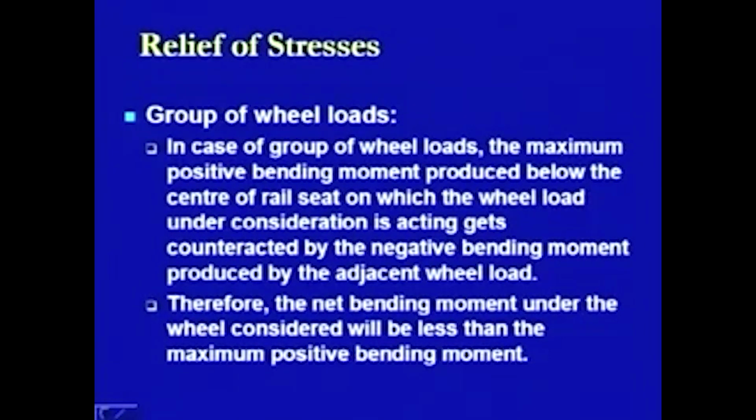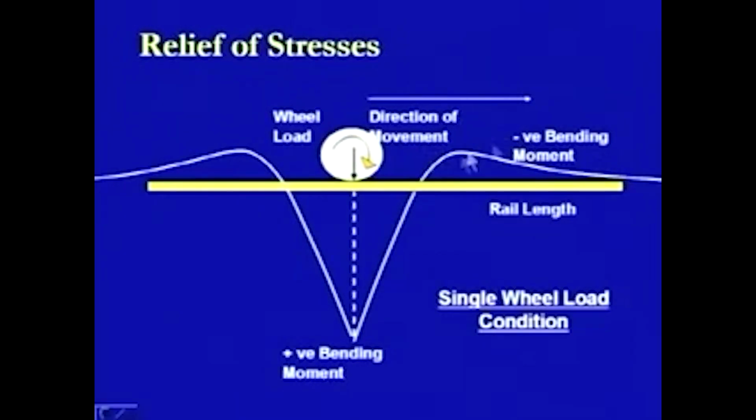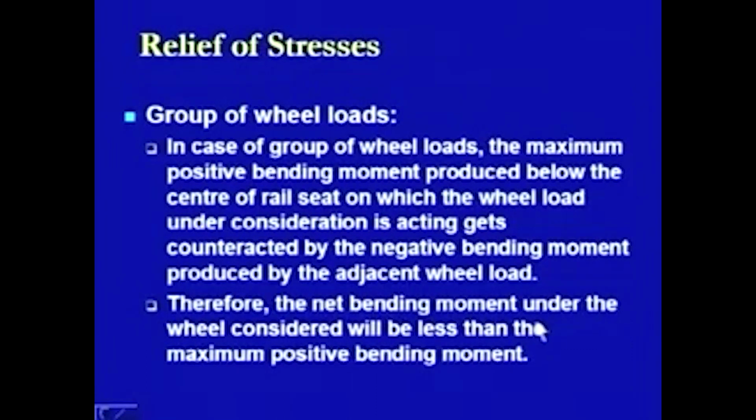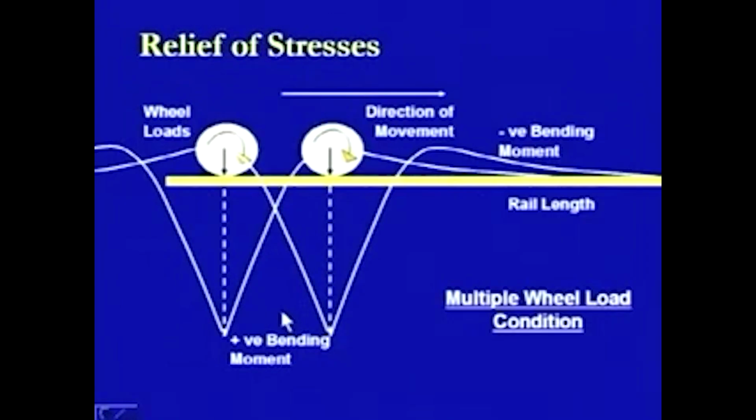But if there is another wheel coming adjacent to this wheel, then it will also create the same effect. Now, as we have seen in the previous case, if suppose there is a wheel which comes at this location, then obviously a positive bending moment will get created at this location, but its influence area will go something like this, and because of this influence area there is going to be a relief of stress. Therefore, the net bending moment under the wheel considered will be less than the maximum positive bending moment, and this is what we can see in this diagram.